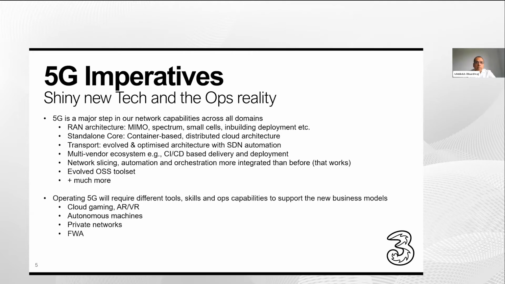The second part of the session, the title, was 5G. So what are the imperatives of 5G? We can look at this as a shiny new technology, but the ops reality also needs to be kept in mind. 5G is a major step in our network capabilities across all domains, starting with RAN: massive MIMO, additional spectrum, millimeter wave, small cells, densification, in-building deployment, and so on. These are all the new characteristics that 5G brings.